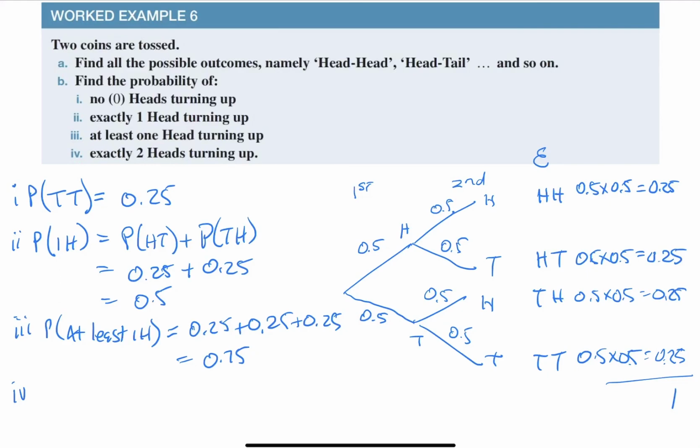For the last question, exactly 2 heads, and that one is straightforward. The only one that has exactly 2 heads is our one over there. So the probability of getting 2 heads equals 0.25.